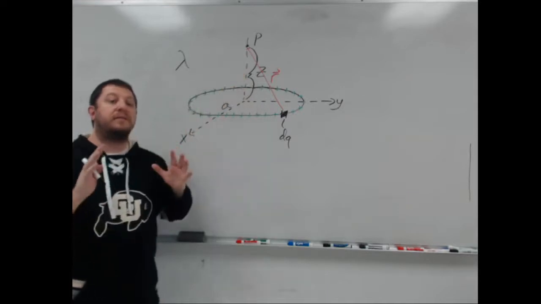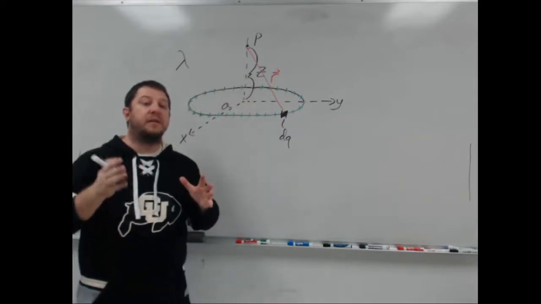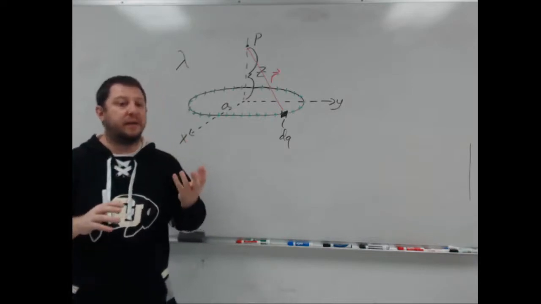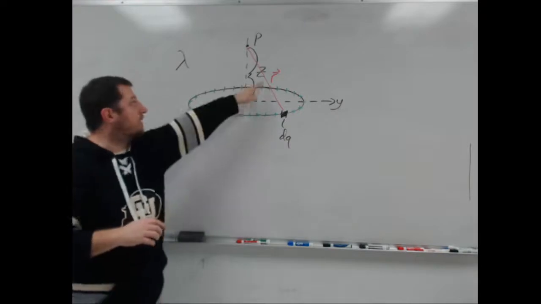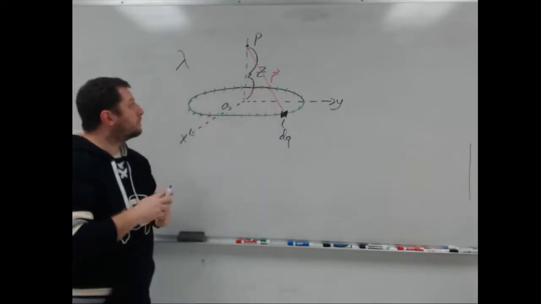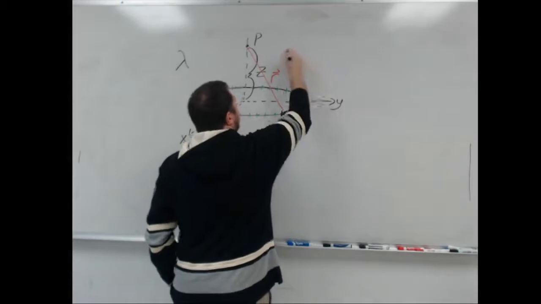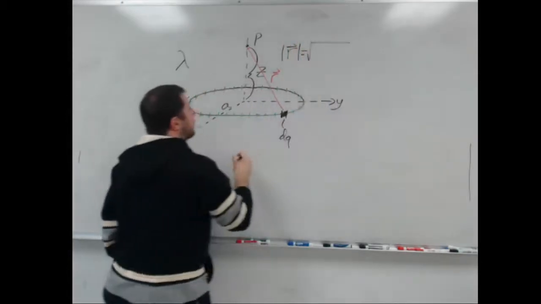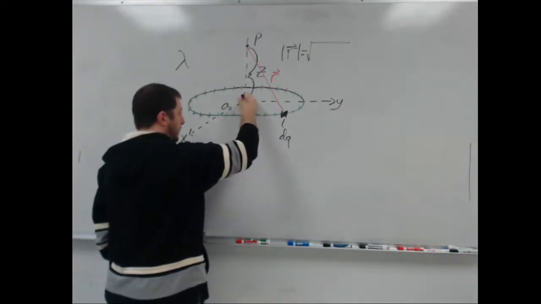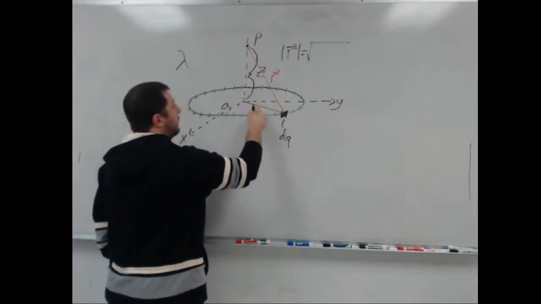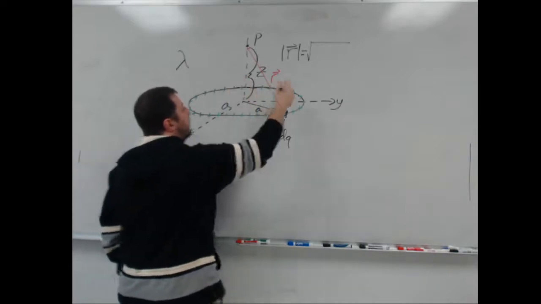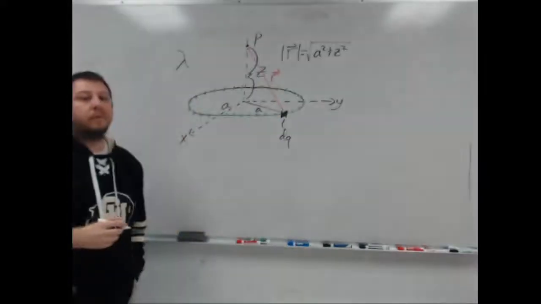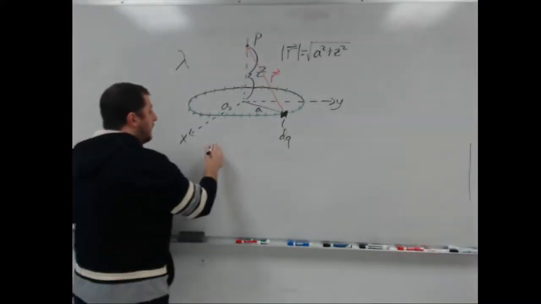Okay, so in the potential calculation, the r that appeared in the denominator is a scalar value. Potential is a scalar, it's not a vector. So I take the magnitude of this vector and I find that this is equal to the square root of a squared plus z squared. Okay?